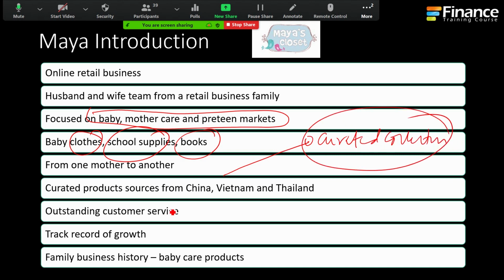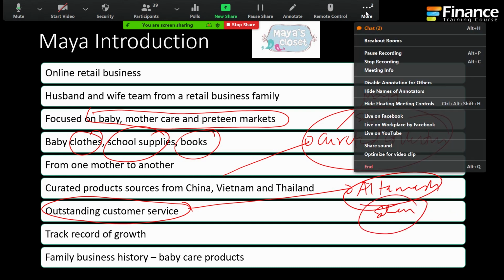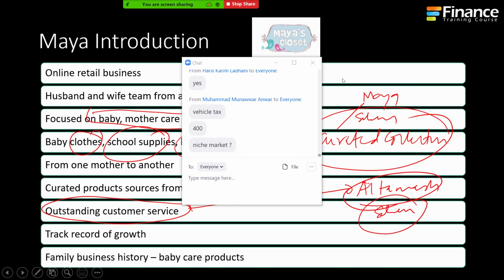But the second part was Altamash, right? The curated collection was Maya's closet, and this was essentially Sabine. And then there was outstanding customer service, and this was both Altamash and Sabine. They said the customer should not be upset, the customer should be happy, the customer should always stay with us, right? That's the idea, that's the benchmark.